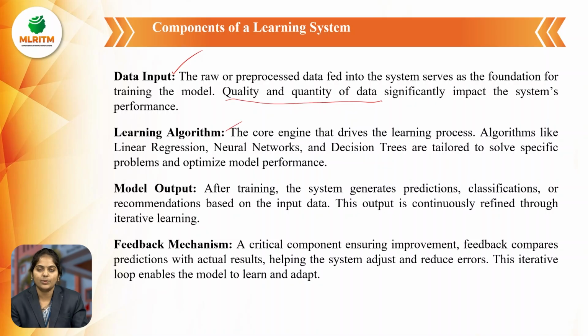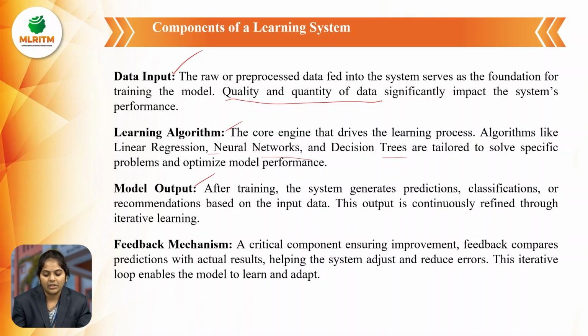So first we'll take the data as input and we'll maintain the data quality and the quantity of the data first, and the next step would be the learning algorithm. To solve any kind of problem, first we'll choose one algorithm from the machine learning algorithms. Here we have a list of algorithms like linear regression, neural networks, and decision trees. These are the algorithms which will be used in machine learning.